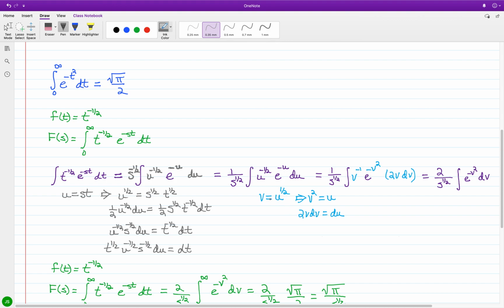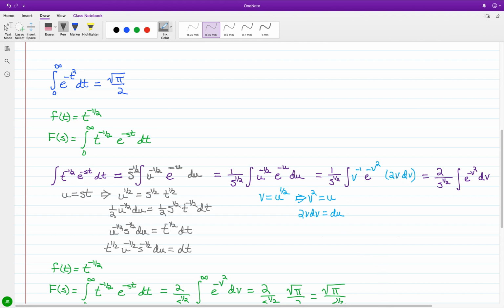And we can say we have v is equal to u to the 1/2, and we have that the square of v is equal to u, and taking the differential of the squared relation on both sides, I have 2v dv is equal to du. So we have in the follow-throughs 1 over s to the 1/2. And again, u to the negative 1/2 is going to be the multiplicative inverse of v, and I have times e to the negative v squared. And filling in for du, I have 2v dv.